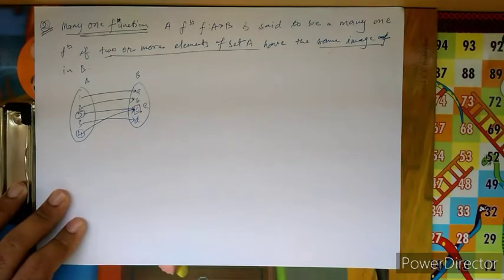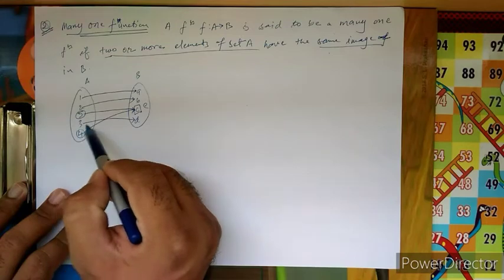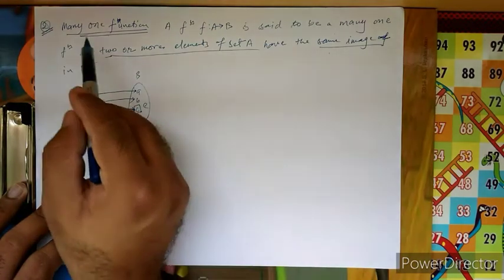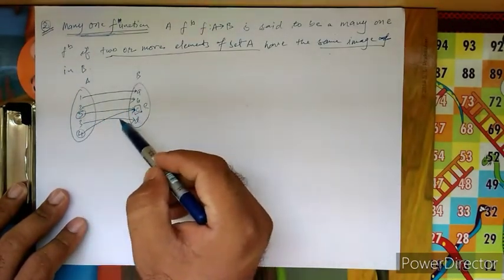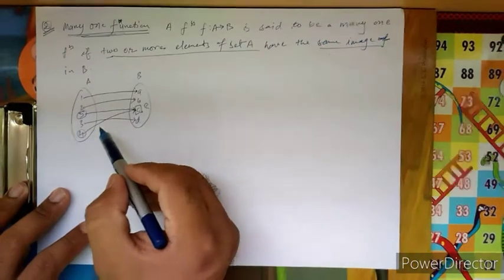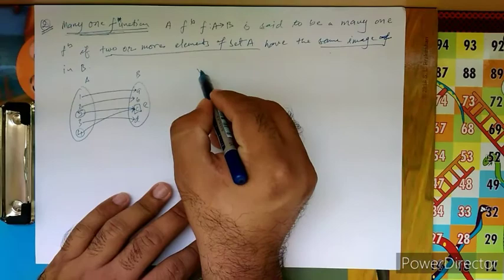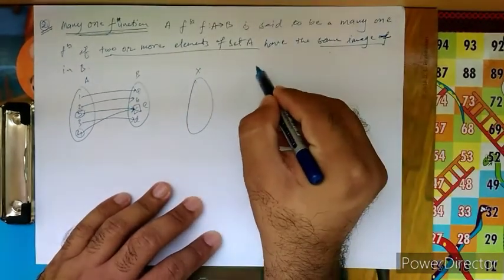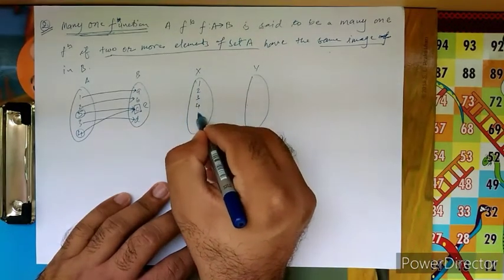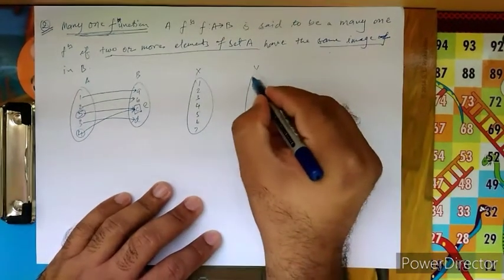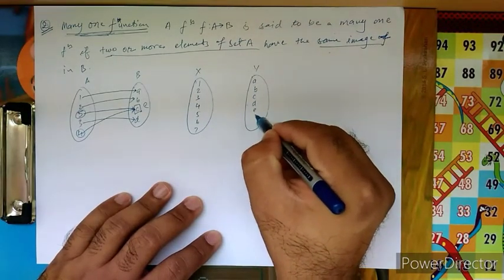So it is many one. Many elements have the same image, that is one image. The name indicates this. Why I am saying it so many times is to remember why it is many one, why it is one. So we'll see one more example, this is X, this is Y. Let us consider 1, 2, 3, 4, 5, 6, 7. Here we will consider A, B, C, D, E, F, G.